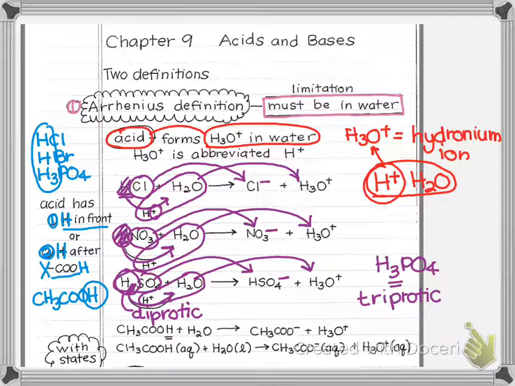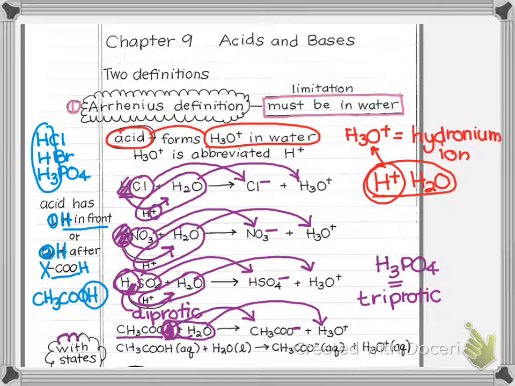Now this last example is the acetic acid, and here's the H that comes off. This H plus comes off and goes with the water, just like ours did before, so we get H3O plus. What's left behind, if you take away the H plus, you have CH3COO, which is right here, remembering that it's also going to leave a negative behind when we take away a positive.